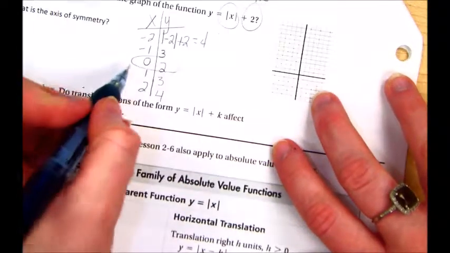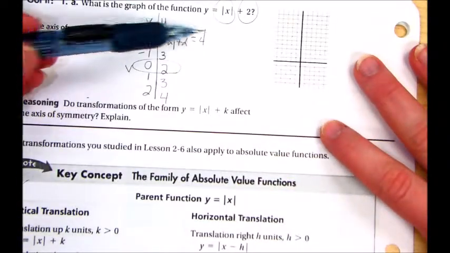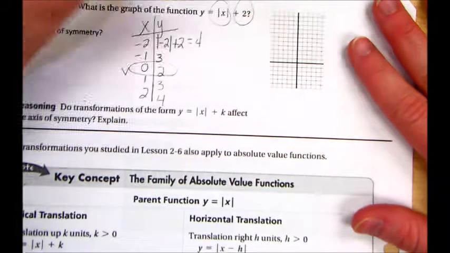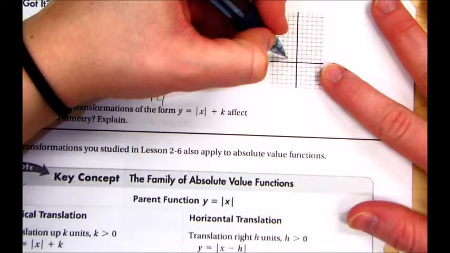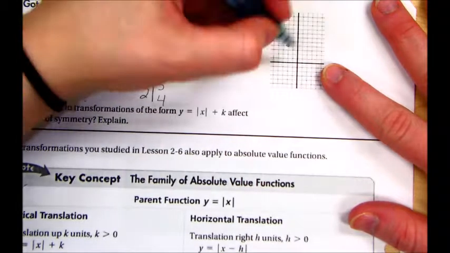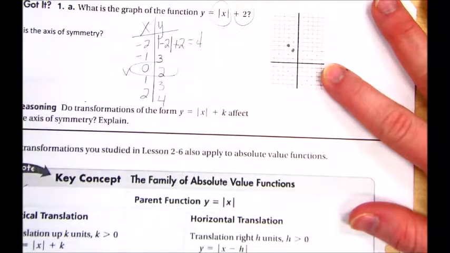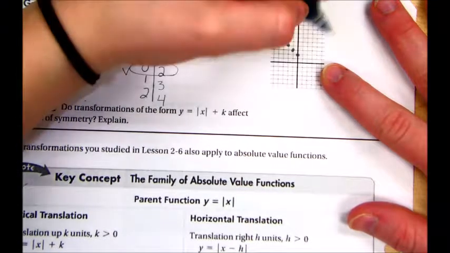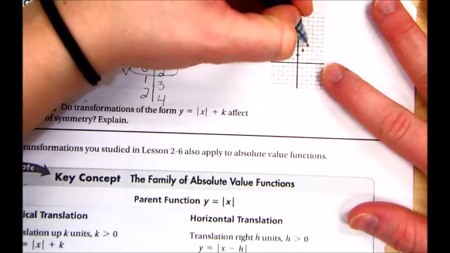Notice this is your vertex. It's where everything reflects around. Everything up top is the same as everything below. Let's plot our points. -2, but this time up 4. 1, 2, 3, 4. -1 up 3. Left 1 up 3. Over 0 up 2. There's going to be our middle point. Over 1 up 3. Over 2 up 4.